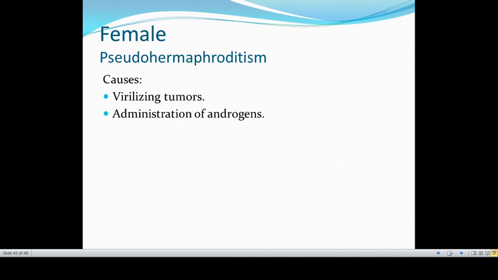Male genital development can occur in genetic females exposed to androgens from other sources. The causes of female pseudohermaphroditism, therefore, may include congenital adrenal hyperplasia or virilizing tumors, or it may be caused by androgens administered to the mother.